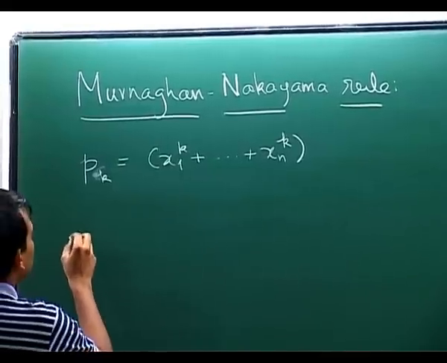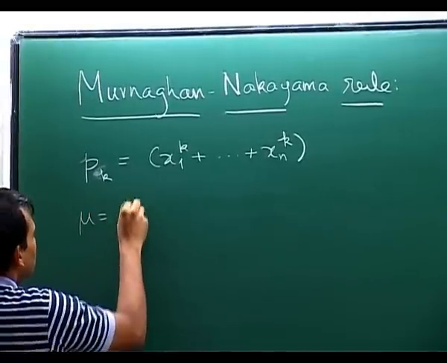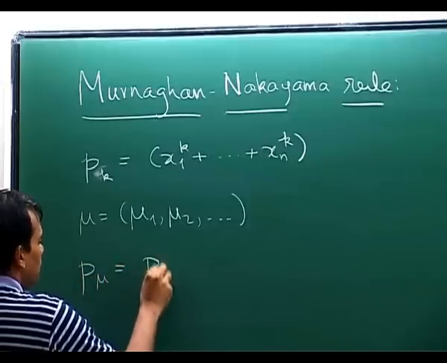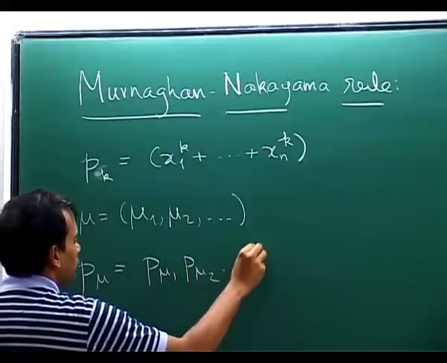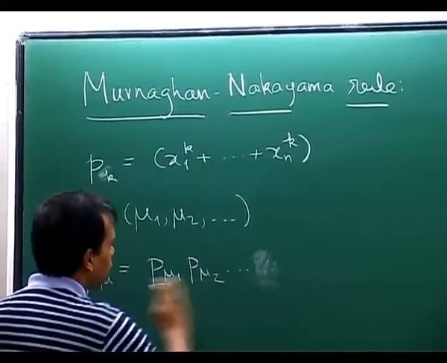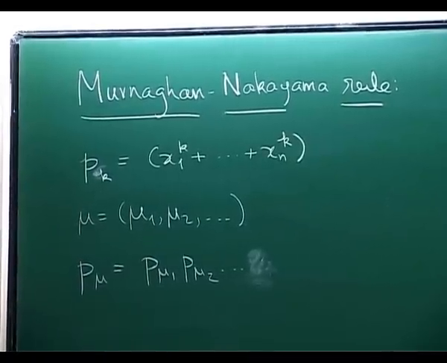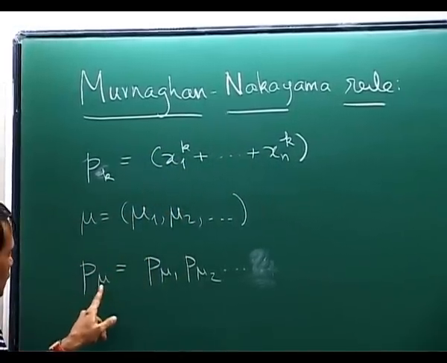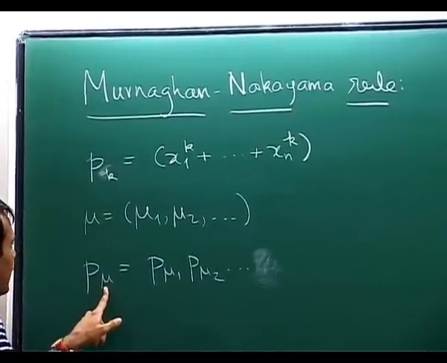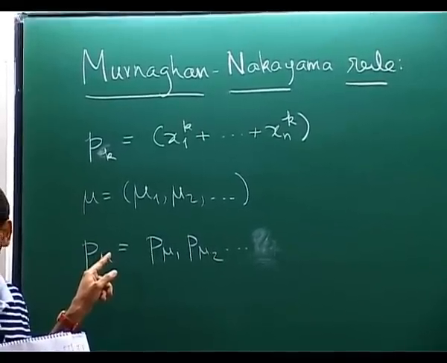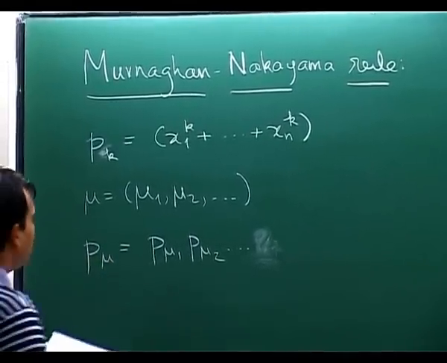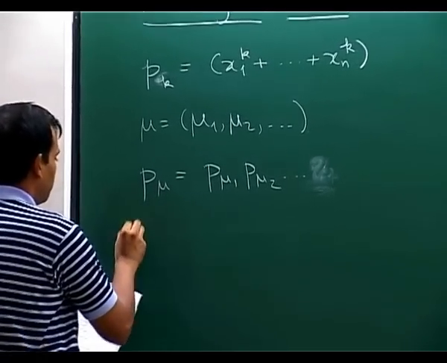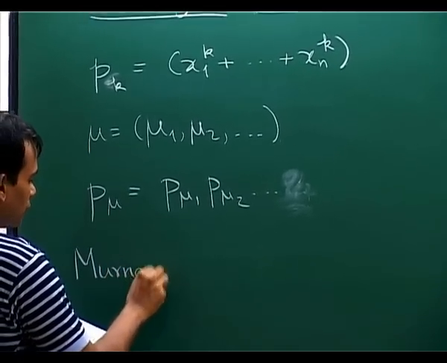And you define for a partition mu, suppose you have a partition mu which is mu1, mu2 and so on, then you define P mu to be P mu1, P mu2, and so on, just the product of these things. That is called the power sum symmetric function corresponding to the partition mu. If mu is a partition of n, then this will be homogeneous of degree n. And the Murnaghan-Nakayama rule is an expansion of this in terms of Schur functions.